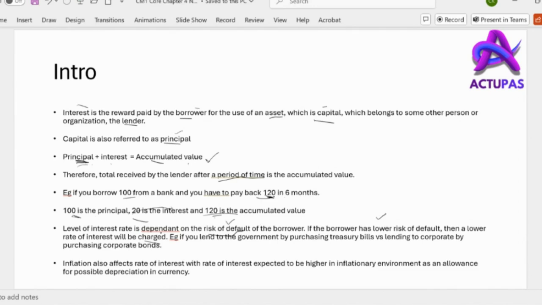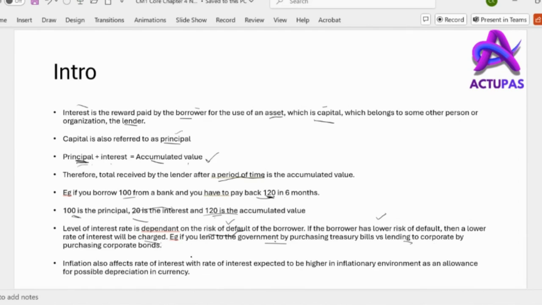The level of interest rate is dependent on the risk of default of the borrower. If the borrower has lower risk of default, then a lower rate of interest would be charged. If you lend to the government by purchasing treasury bills versus lending to corporate by purchasing corporate bonds, the interest rate will be different because the risk of default of the government is low. Then it means the interest rate from the government would be lower than the interest rate from the corporate bonds.